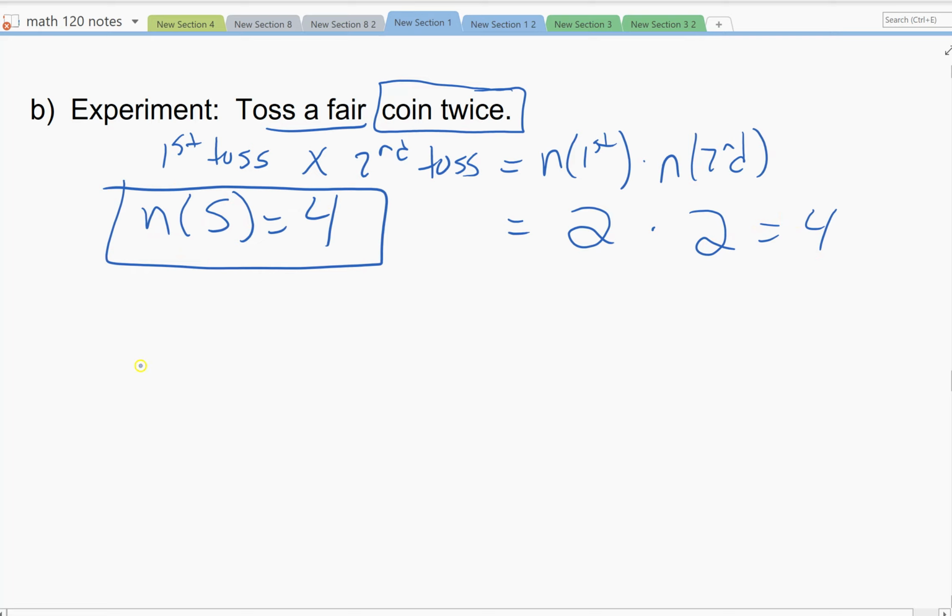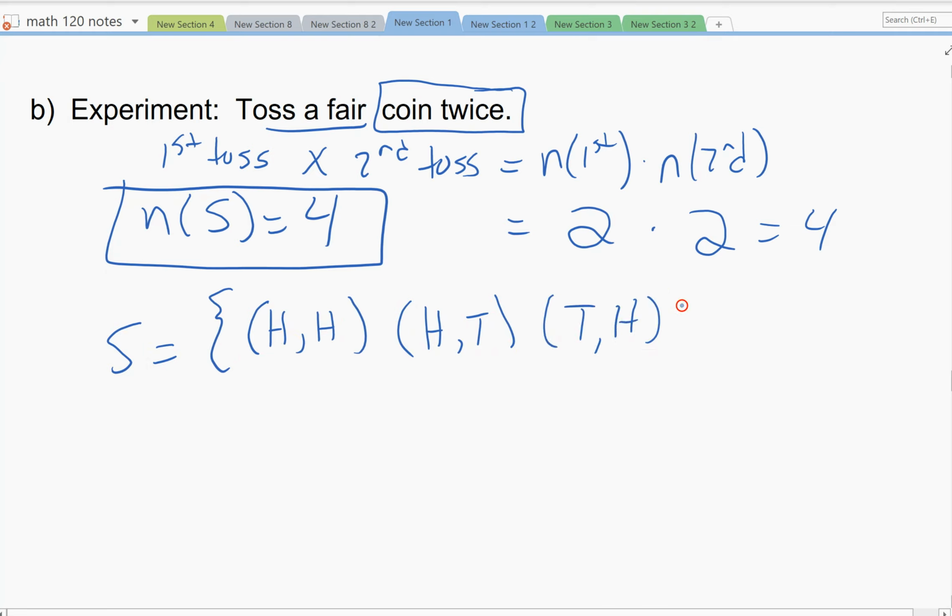Now I'm going to list them. Remember, when we have the Cartesian product as a pair, two things are happening. The first outcome of my pair would be the first part of the experiment, which is my first toss, and the second part of my pair would be the second part of my experiment, which is my second toss. I'm going to list them as points like we did before. One possibility is heads on the first, heads on the second. Another possibility is heads on the first, tails on the second. Or tails on the first, heads on the second. Or tails on both, first and second. And that's it. Those are all the possible outcomes if I toss a fair coin twice.